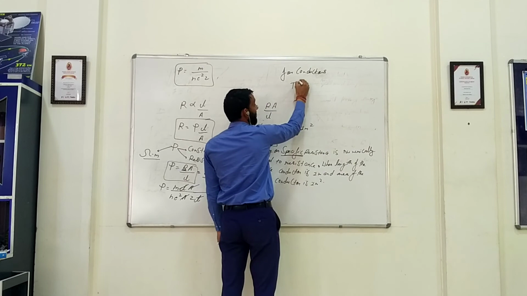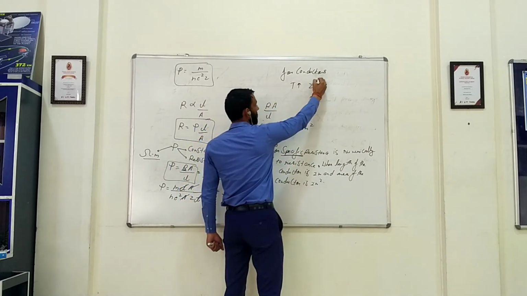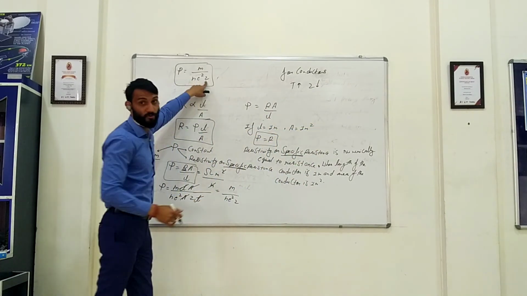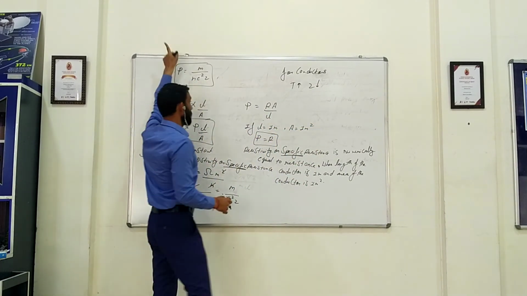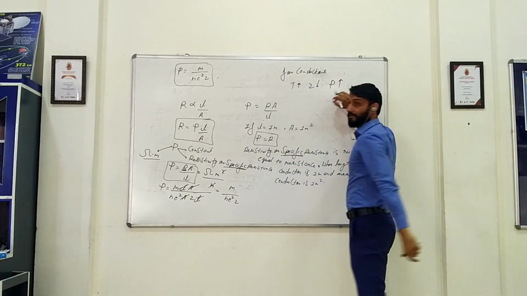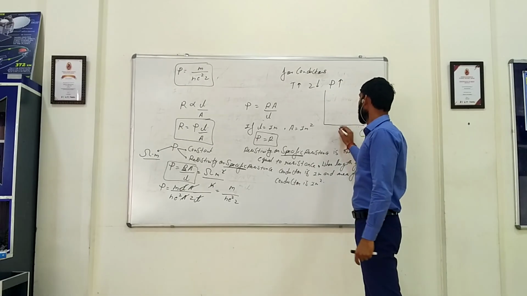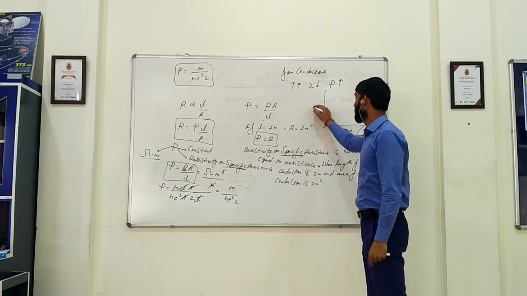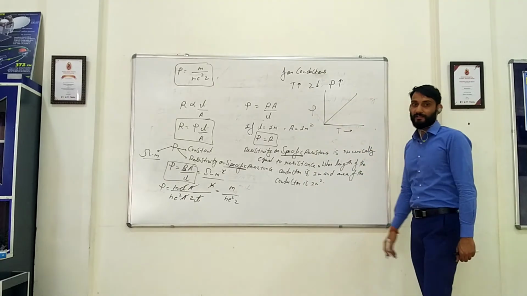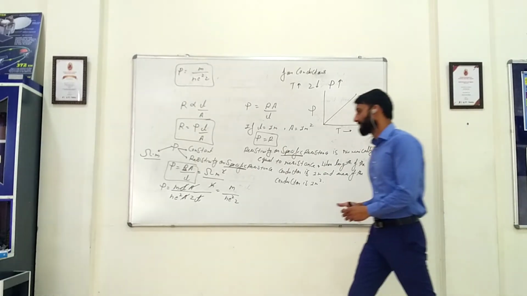So if I increase the temperature, this tau will decrease. And we know that this rho is inversely proportional to tau. So if tau decreases, rho will increase. So it means for conductors, if you increase the temperature, this will increase and it will be a straight line. This is for conductors. Alright.